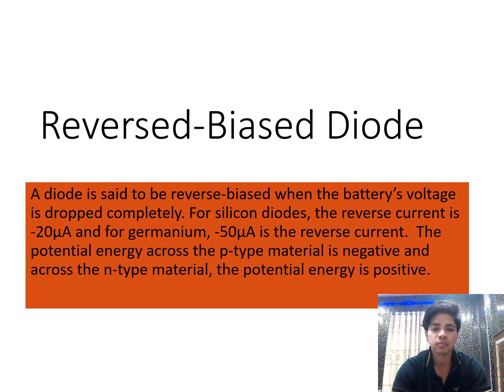Reverse bias diode. A diode is said to be reverse biased when the battery's voltage is dropped completely. For silicon diodes, the reverse current is negative 20 microamperes and for germanium, negative 50 microamperes is the reverse current. The potential energy across the p-type material is negative and across the n-type material, the potential energy is positive.